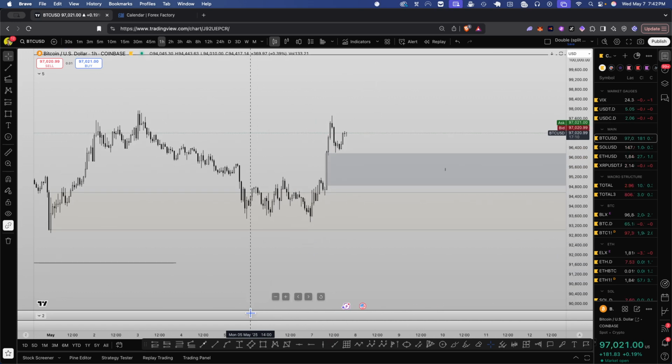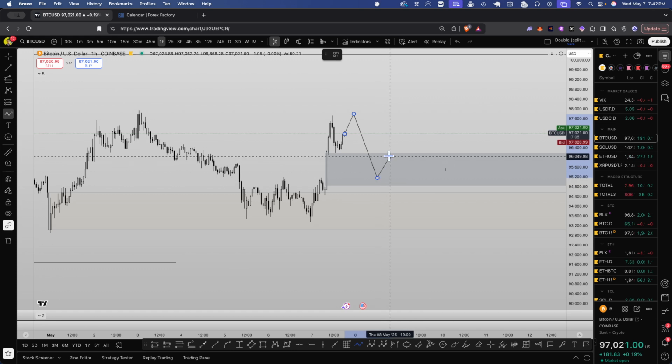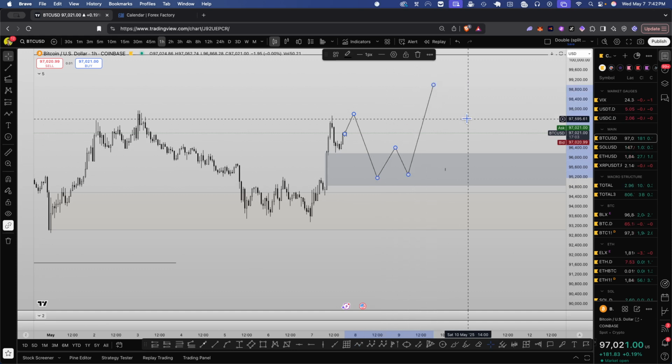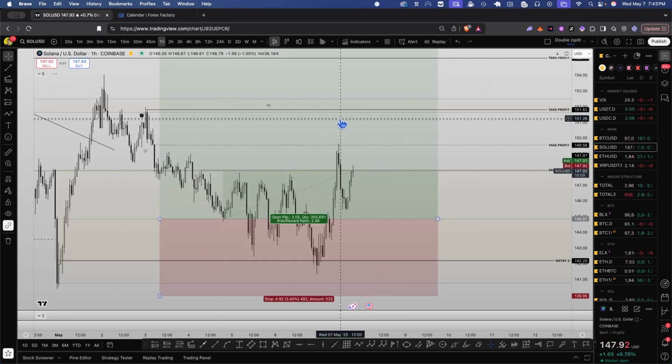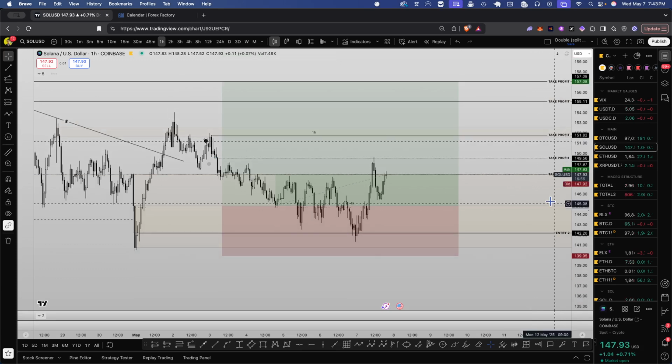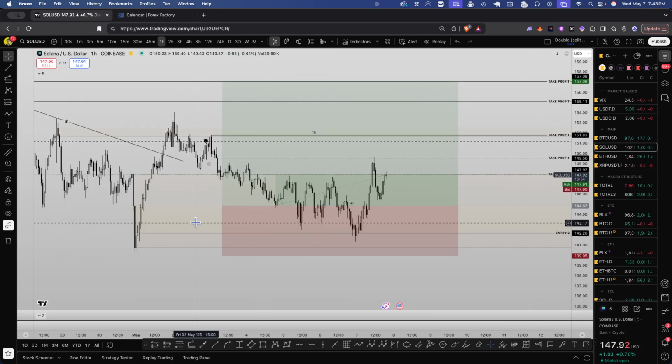But my bet will be we're likely going to see some sort of action move like this, come and take it out to then continue higher. So this is Bitcoin. Solana, we have obviously taken an awesome trade.